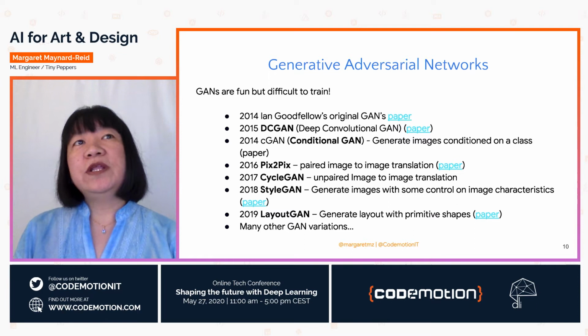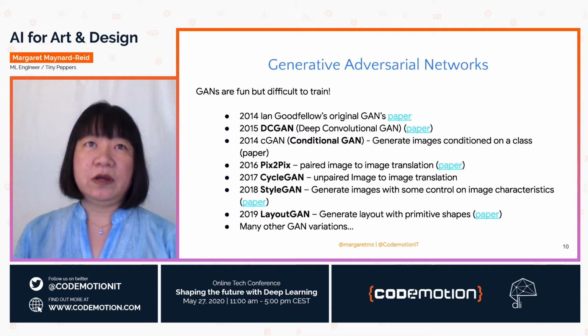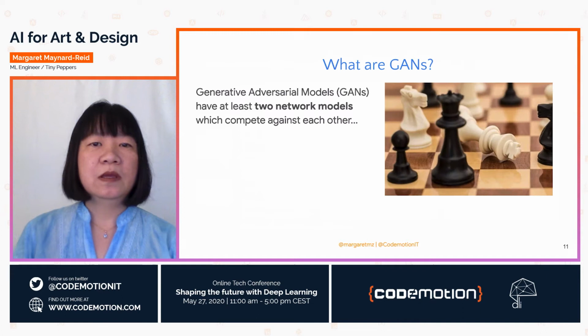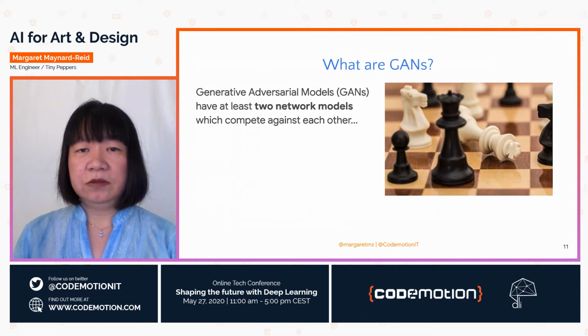In 2014, Ian Goodfellow created generative adversarial networks. And since then, there are all kinds of variations of GANs. GANs are fun, but difficult to train. I have included these variations of GANs here for you to read the papers. So generative adversarial models have at least two network models which compete against each other like a chess game. It's a zero-sum game.